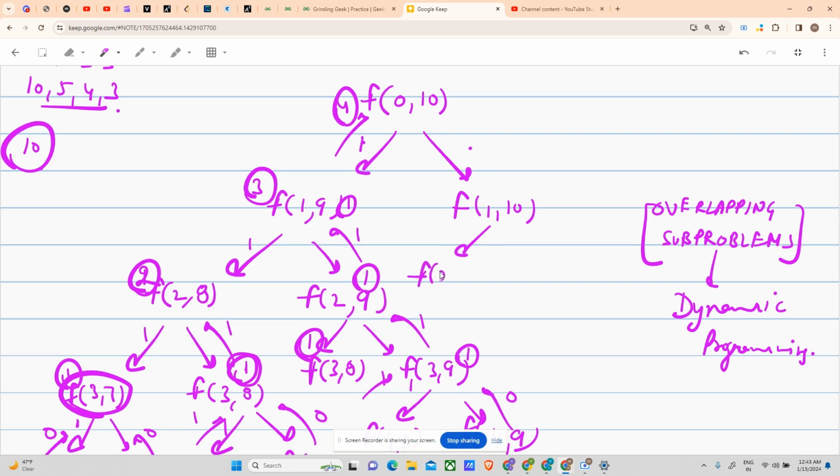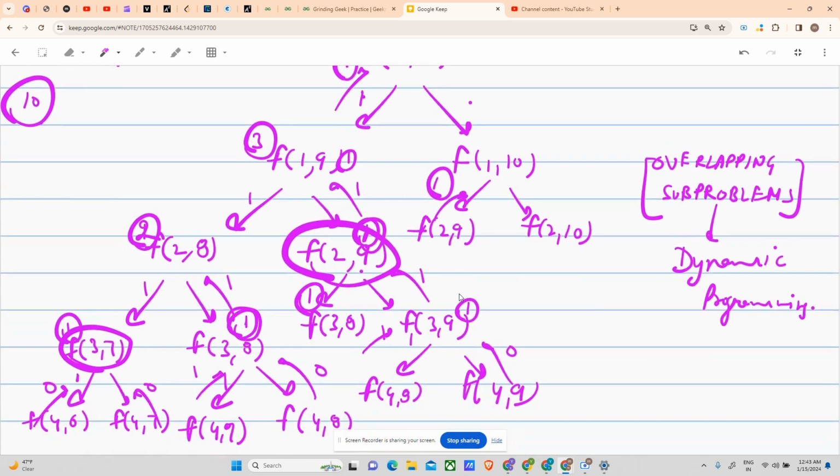Two cases again, f of 2 comma 9 or f of 2 comma 10. Now as you can see, f of 2 comma 9 is actually returning 1. So I will also return 1 from here only. And 2 comma 10 is not a sub case right now, which we have rendered, so it will change to f of 3 comma 9 and f of 3 comma 10. Okay, f of 3 comma 9 is again 1, so 1 it will return.